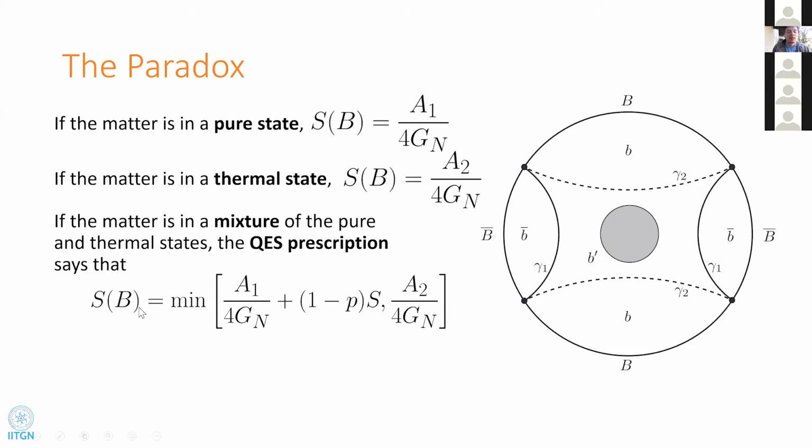So the QES prescription says that the entropy of the boundary region is just going to be given by the smaller of the two candidate quantum extremal surfaces. In this case, the smaller of area 1 over 4G Newton plus 1 minus P times S, and area 2 over 4G Newton. Those are the two options, and you just have to look for the smaller one. The other one is irrelevant.